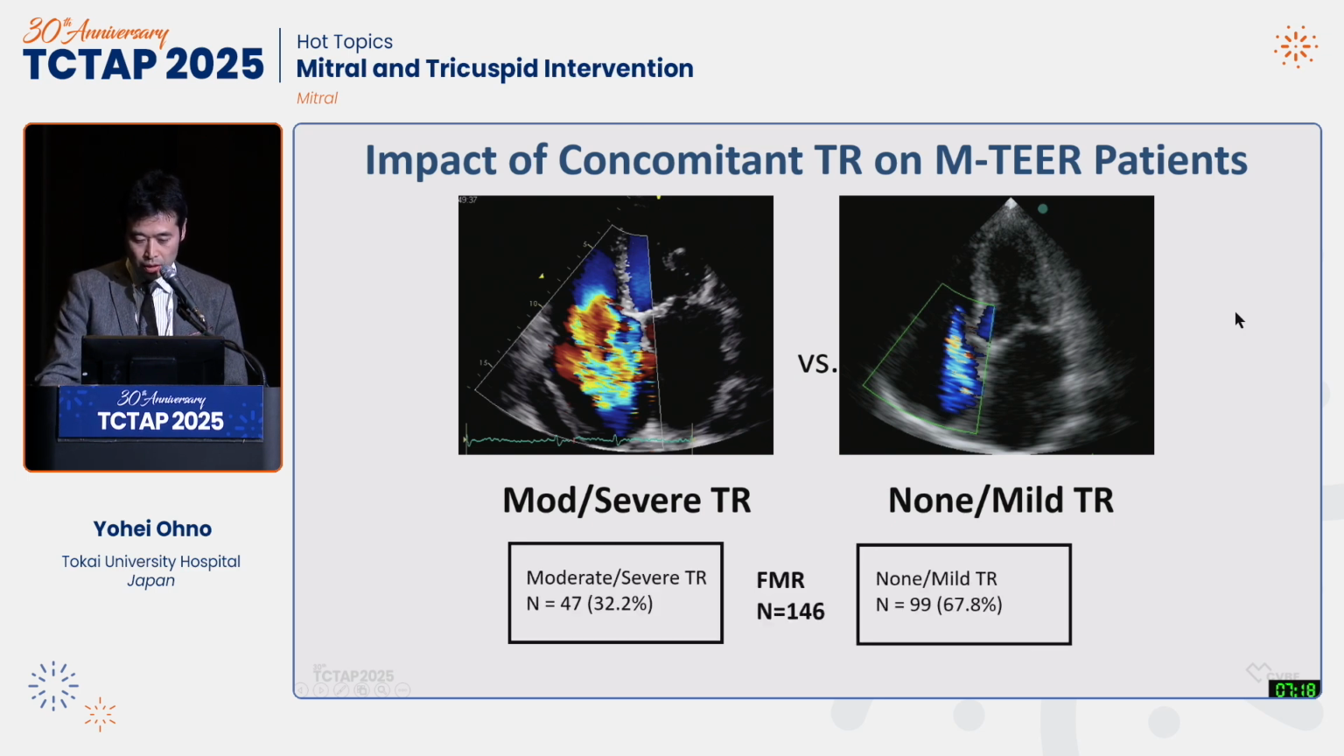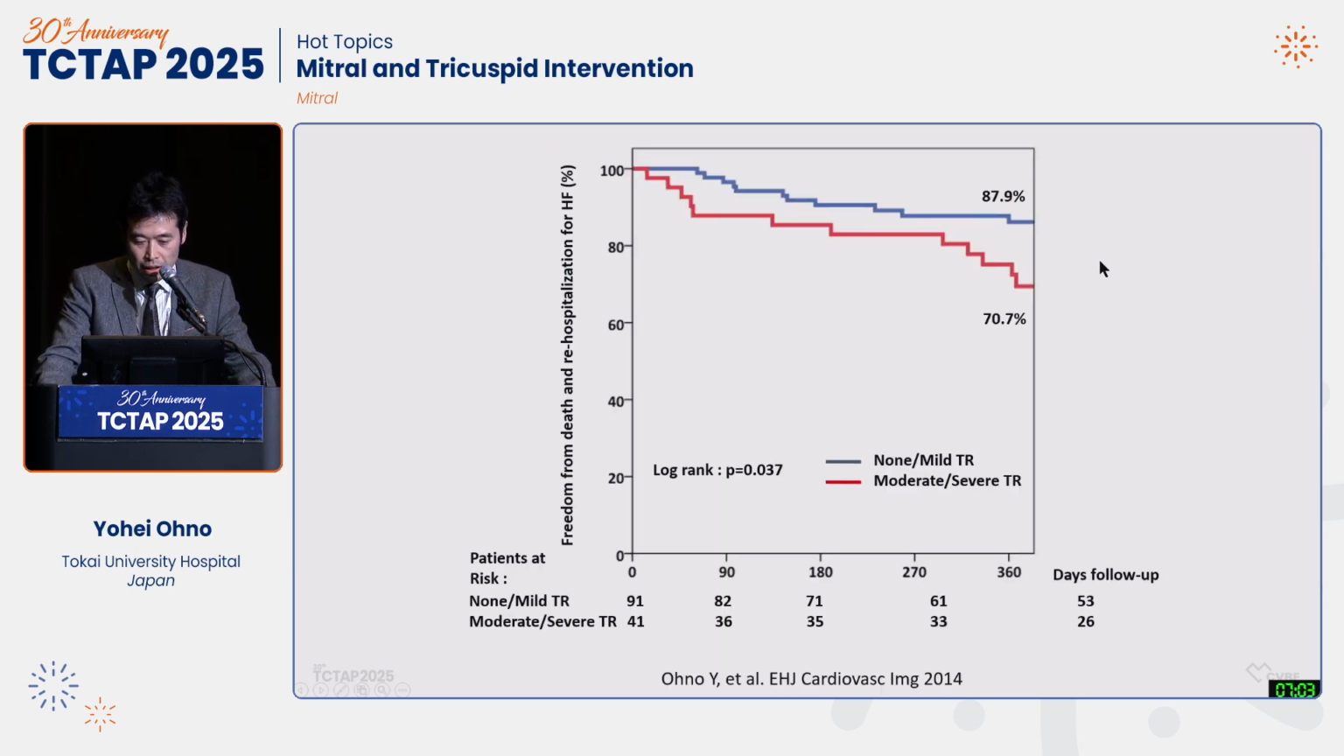This was the early study we did in Italy using the GRASP registry. The patient number was only 150 or so. Well, one third of the patients had moderate or severe TR at the baseline, and it was actually associated with a poor clinical outcome. The freedom from death and rehospitalization for heart failure in the patients with moderate or severe baseline TR group was worse.